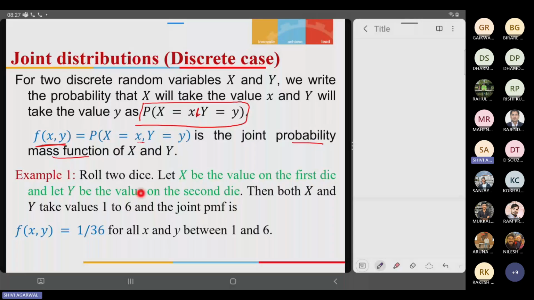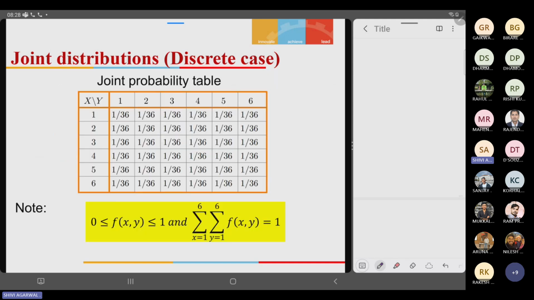The same type of question we have already done in the last class. I am just repeating this one. We are rolling two dice. Now we are taking X as the number on the first die and Y as the value on the second die. So X varies from 1 to 6, and the density function is 1 by 36 for all x and for all y. That we have done in the last class. The joint probability table is given in this form for the discrete case.